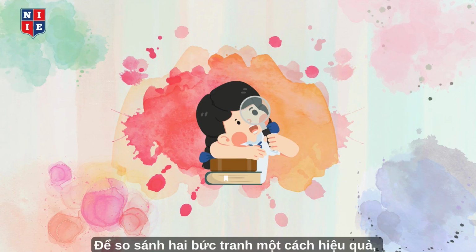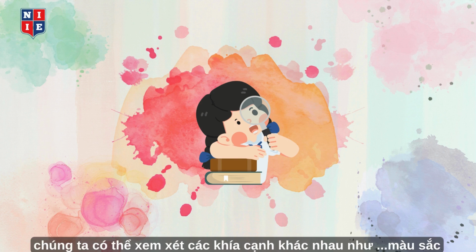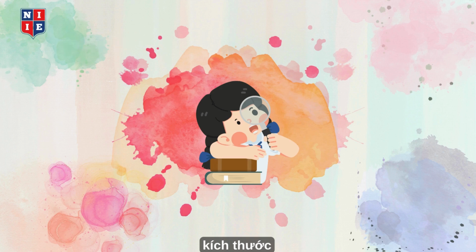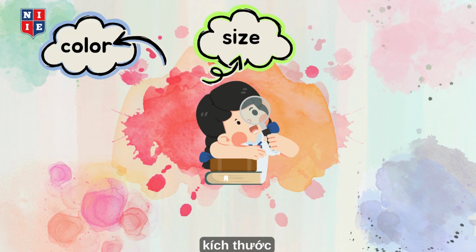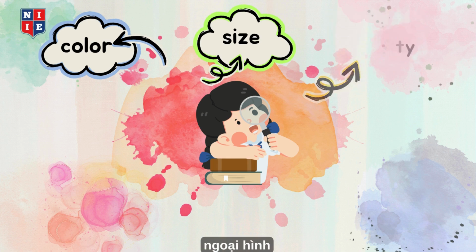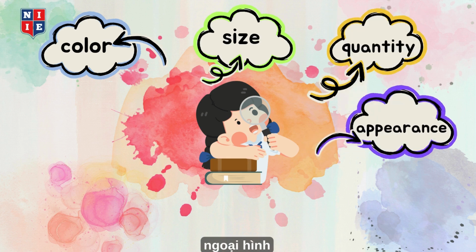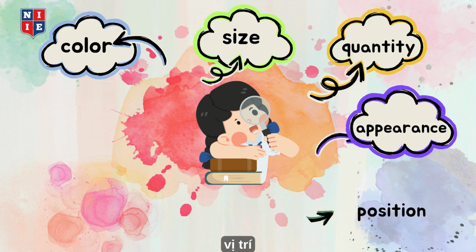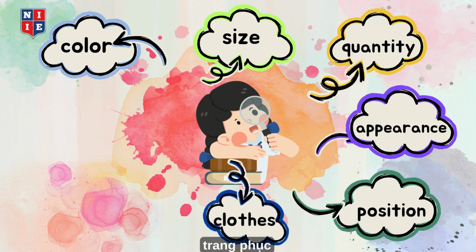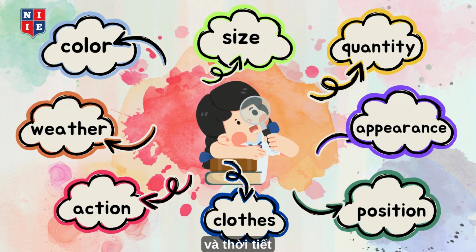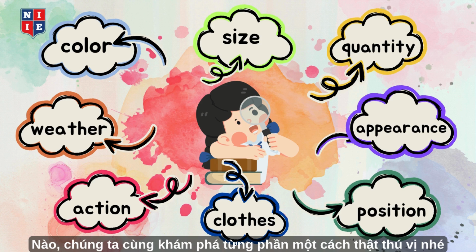To compare two pictures effectively, we can look at different aspects such as colors, sizes, quantities, appearances, positions, clothes, actions, and even the weather. Now let's explore each aspect together.